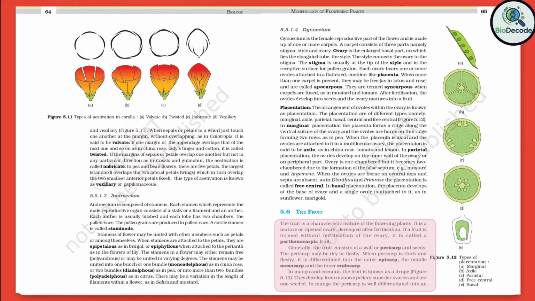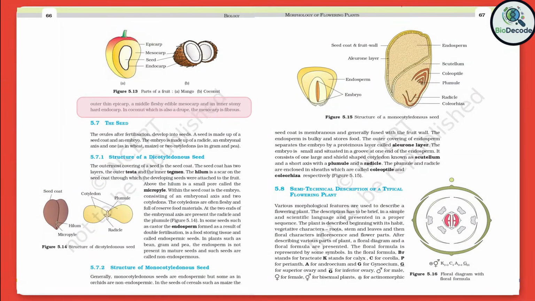When pericarp is thick and fleshy, it is differentiated into the outer epicarp, the middle mesocarp, and the inner endocarp. In mango and coconut, the fruit is known as a drupe, Figure 5.13. They develop from monocarpellary superior ovaries and are one-seeded. In mango, the pericarp is well differentiated into an outer thin epicarp, a middle fleshy edible mesocarp, and an inner stony hard endocarp. In coconut, which is also a drupe, the mesocarp is fibrous.